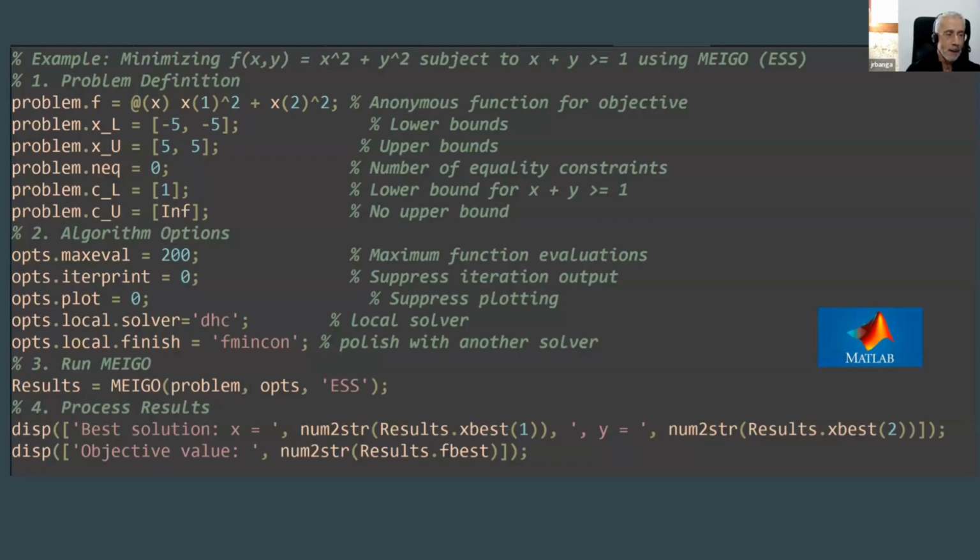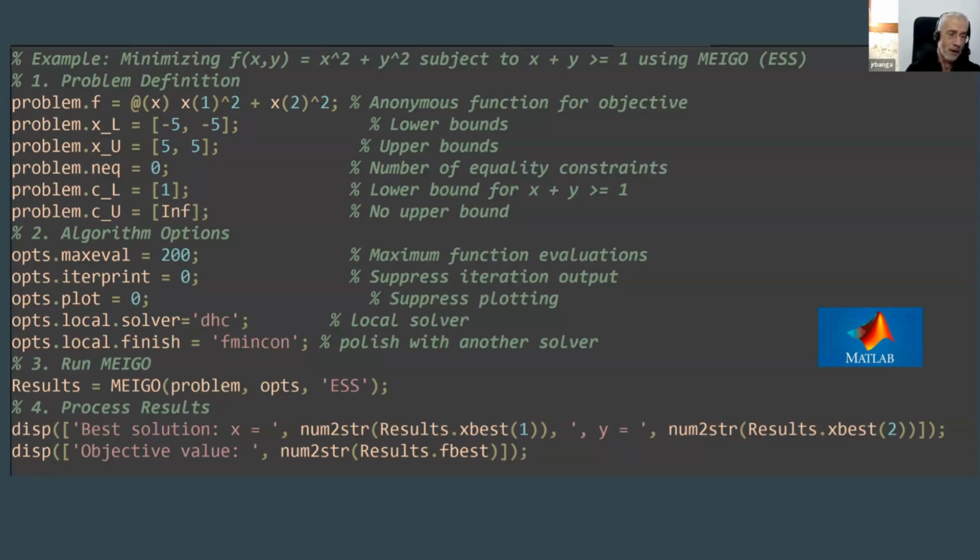Now, to use this from MATLAB, you need to declare the objective function and the constraints. And of course, you can do this in a very compact form. This is just a toy problem. You just solve here a very simple function.